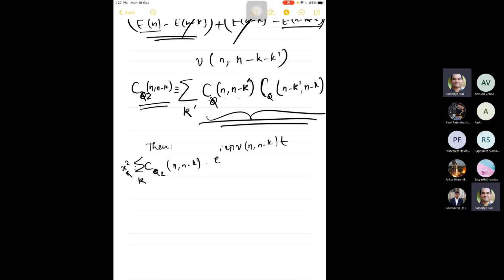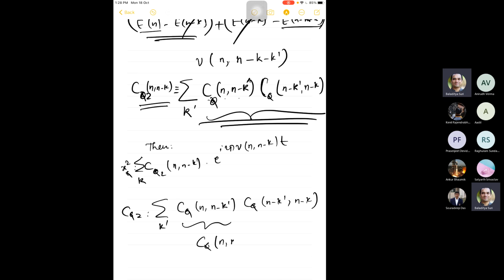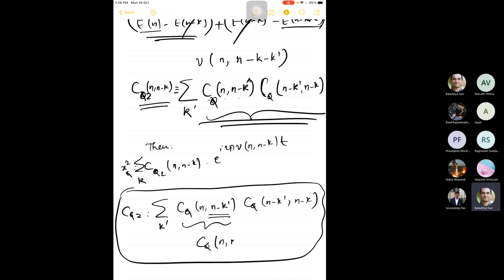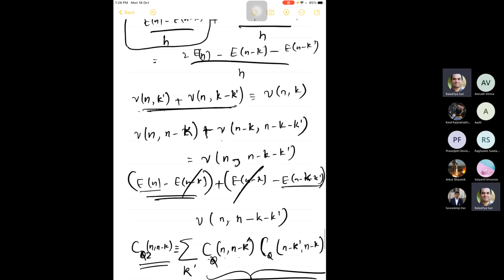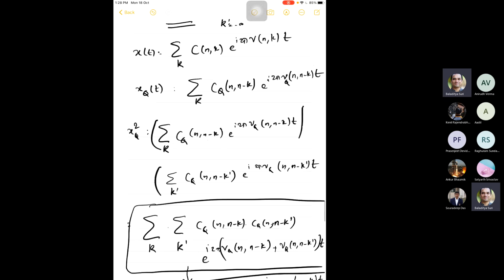Now look at this formula here. Summation over K prime of CQ, this is the formula for CQ2: CQ(n minus K prime) times CQ(n minus K prime, n minus K). If you now write this as CQ, the n minus kth element, the n minus K prime element of a matrix, this is exactly the matrix multiplication rule.